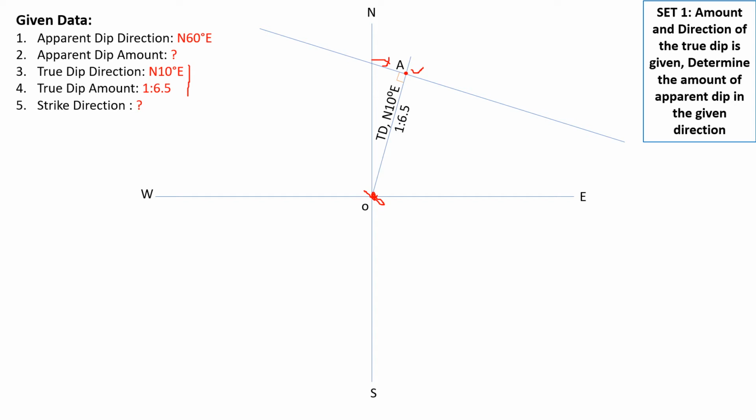I'll transfer it parallelly with the help of a ruler scale. I'll write down that these are my strike lines. So the work with the true dip is over.